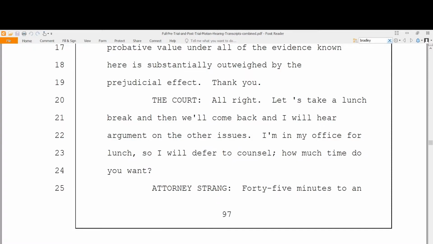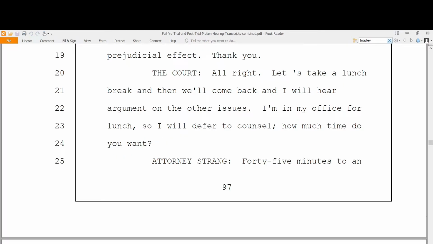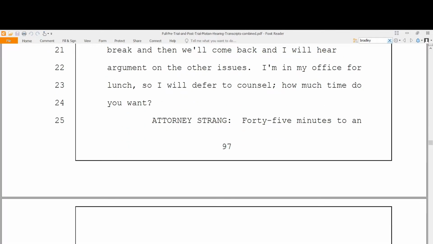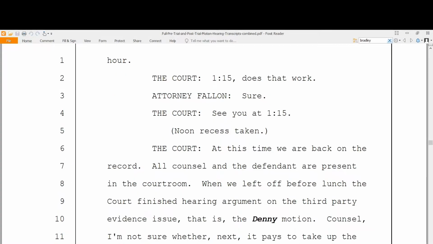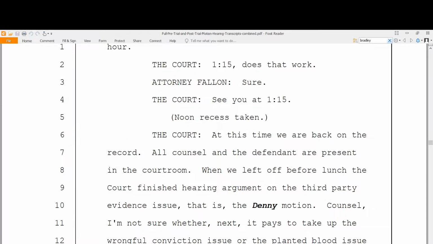The Court: All right. Let's take a lunch break, and then we'll come back and I will hear argument on the other issues. I'm in my office for lunch, so I will defer to counsel. How much time do you want? Attorney Strang: 45 minutes to an hour. The Court: 1:15. Does that work? Attorney Fallon: Sure. The Court: See you at 1:15. Noon recess taken.